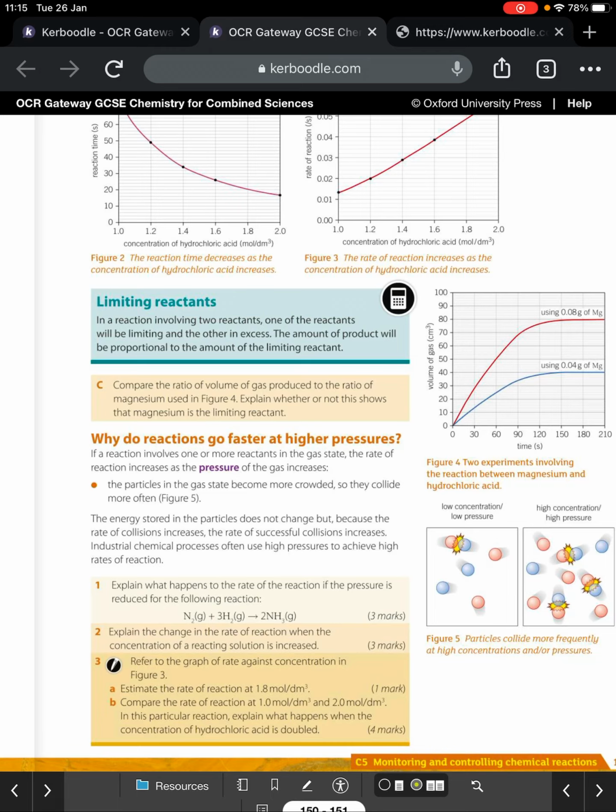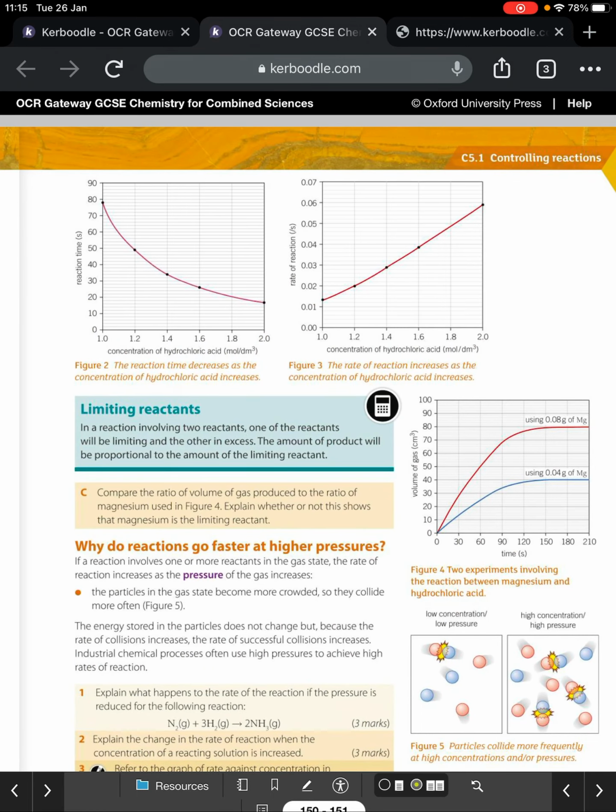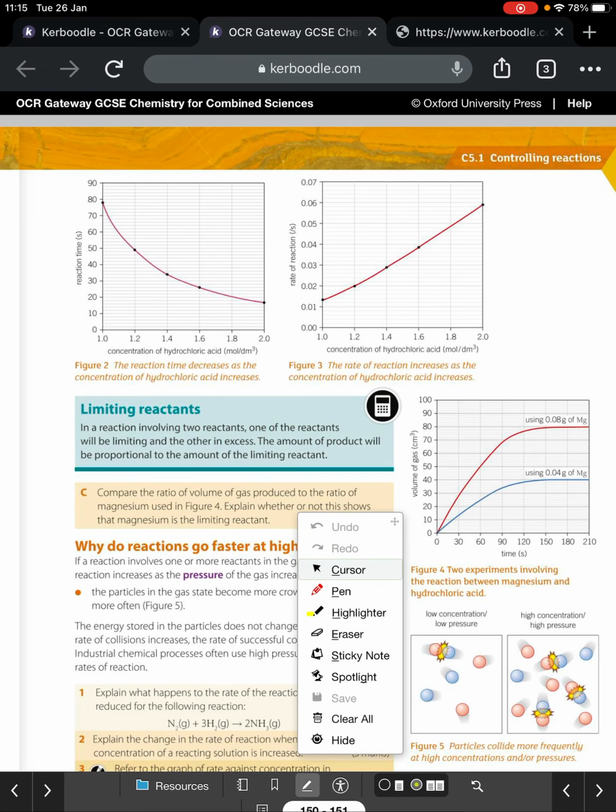3a, estimate the rate of reaction at 1.8 moles per decimeter cubed. So I'm just going to, I wonder if I can draw on this. Okay, right, let's try this. So 1.8, bit wonky, but hey ho. Rate of reaction I'm saying is 0.048, not quite 0.05 per second. Okay, so that's my estimate for that one.